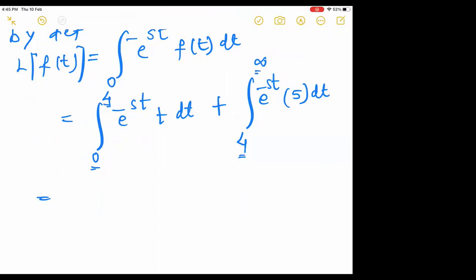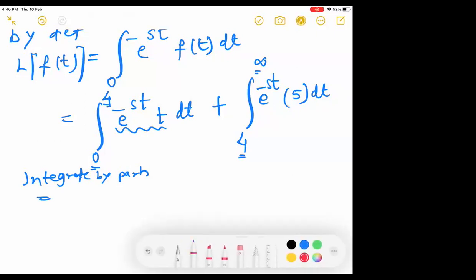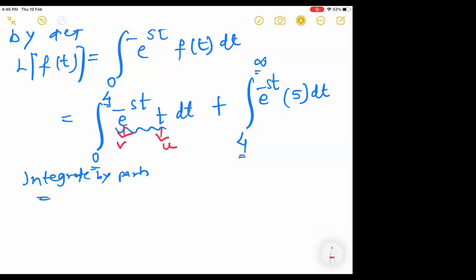So first we will apply integration by parts here. So integrate by parts in the first term. When do we use by parts? When there is a product function, a product of two functions. So one of the functions is t, another function is e raised to minus st. So one is u and this is v. The integration by parts procedure is this.